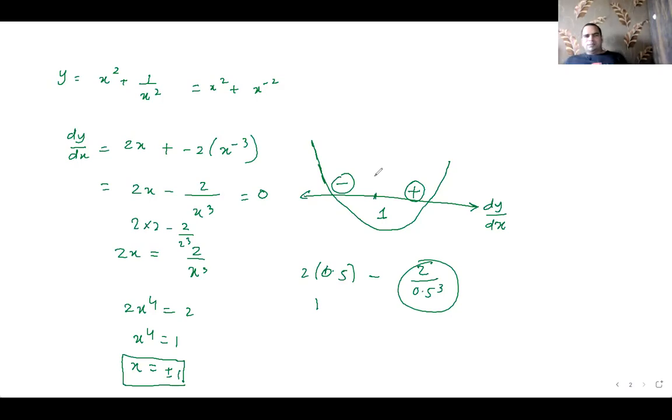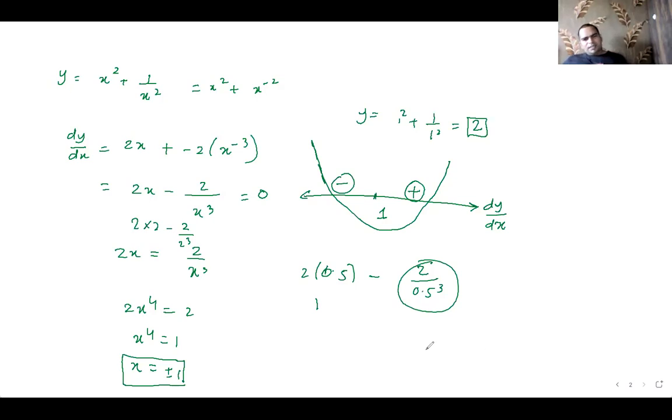And so that's why it's a minimum point. And its minimum value, you'll notice, if I plug y as 1 here, is 1 squared plus 1 over 1 squared, which is 2. So that's your y coordinate. Still, we are not done with the second part.